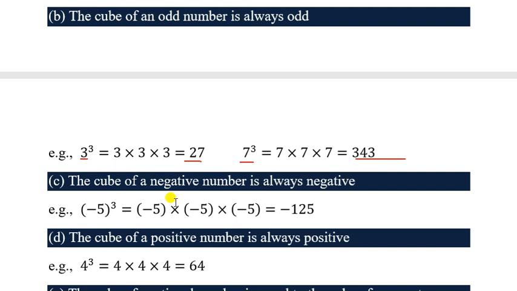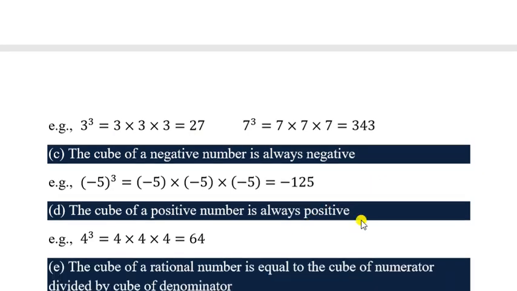Then the cube of a negative number is always negative. You can see an example here: the cube of a negative number is always negative. Then the cube of a positive number is always positive. Very good. The cube of a positive number is always positive.